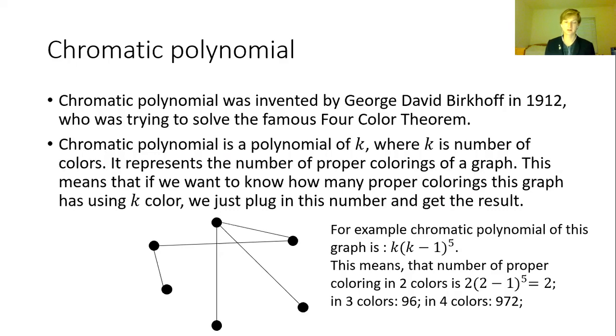So for example, for this graph, the chromatic polynomial is k multiplied by (k minus 1) to the fifth power, which means that if we plug in 2, we get 2. If we plug in 3, we get 96, and for 4, 972. And if we plug in, for example, 1, we're going to get 0. Obviously, this cannot be colored in one color. And 0, 2, 0, 0. By the way, all the polynomials can be divided by k, because you cannot color anything in 0 colors.